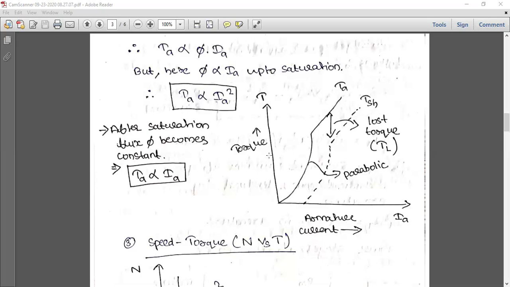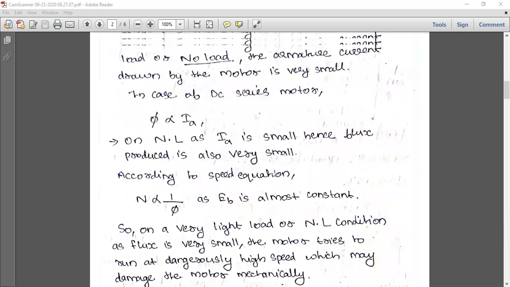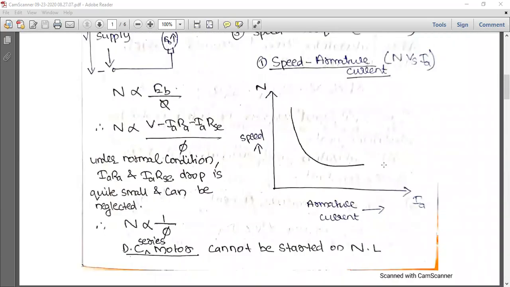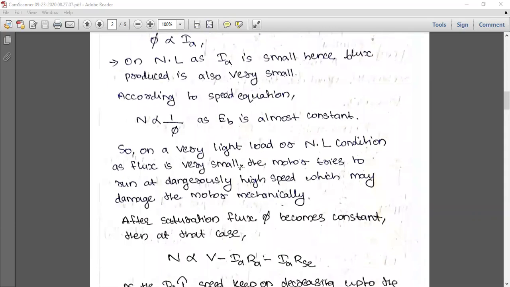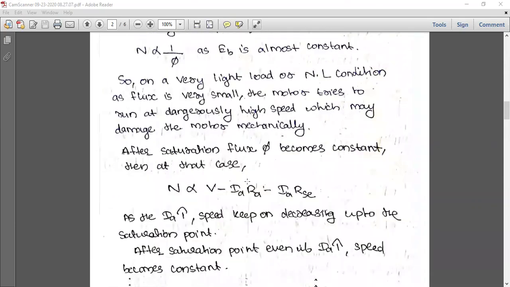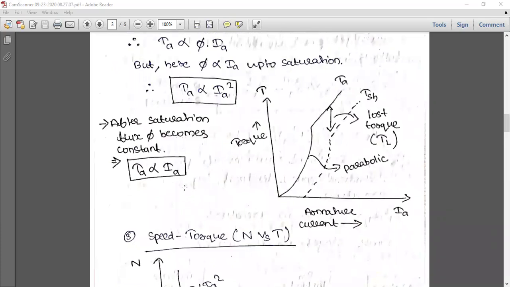So if you compare the previous equations, you will understand how we get these equations. Because from the previous curve, we wrote that phi is proportional to IA up to the saturation point only. After the saturation point, it becomes a straight line. Flux is constant here. Speed is a constant there. Sorry, not flux. Speed is a constant there. So here we can find that after saturation, TA is proportional to IA only, because flux is constant after saturation.